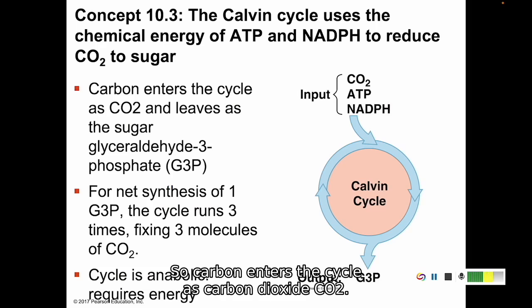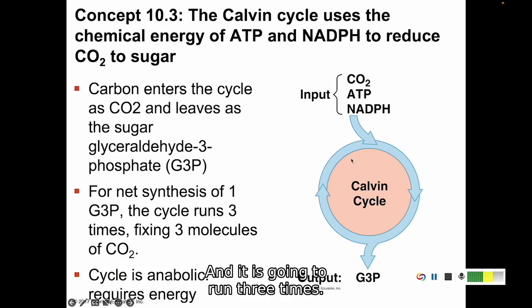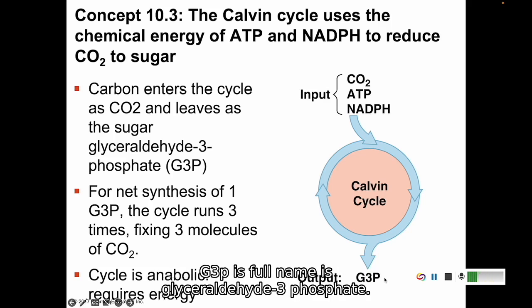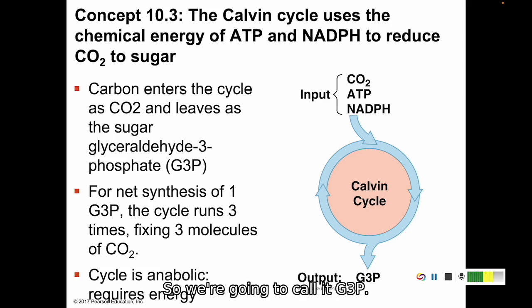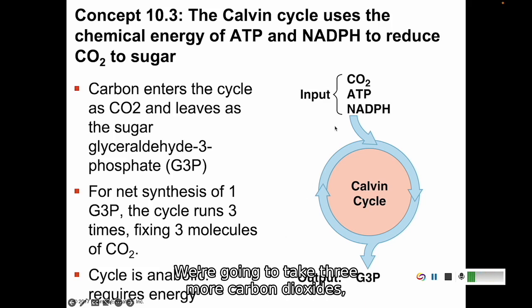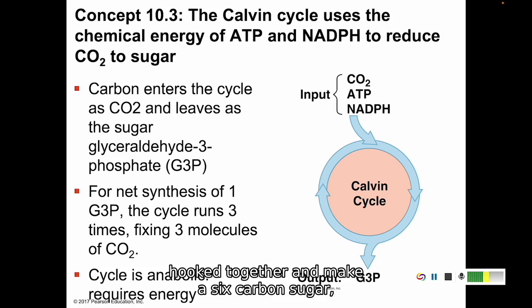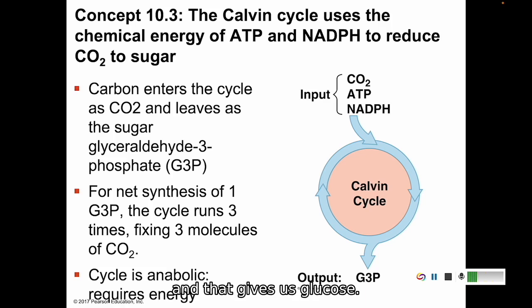So carbon enters the cycle as carbon dioxide, CO2, and it is going to run 3 times: 1 carbon dioxide, 2 carbon dioxide, 3 carbon dioxides. Now you have a 3-carbon molecule called G3P. G3P's full name is glyceraldehyde 3-phosphate. That's a bit of a mouthful, so we're going to call it G3P. Then we're going to take 3 more carbon dioxides, 1, 2, 3, and make another G3P. 2 G3Ps hook together and make a 6-carbon sugar, and that gives us glucose.